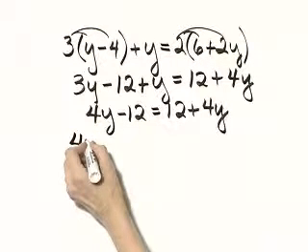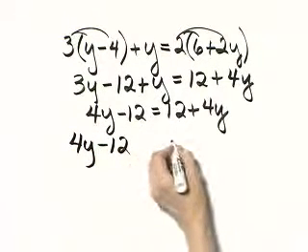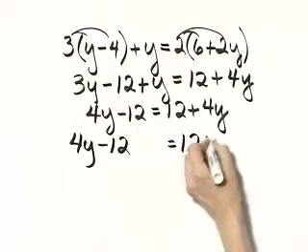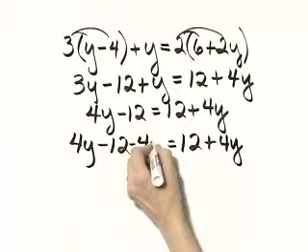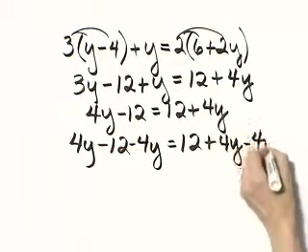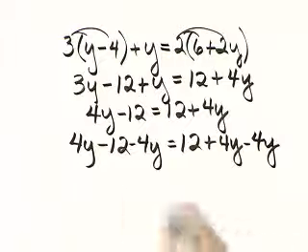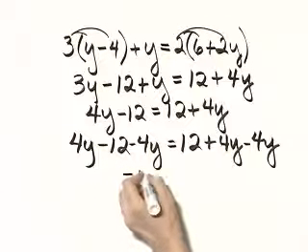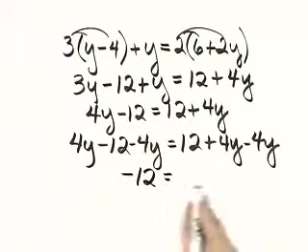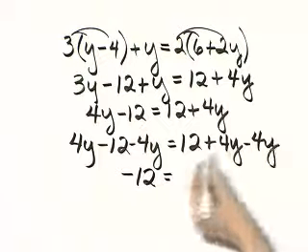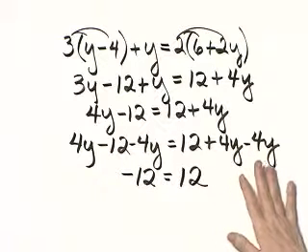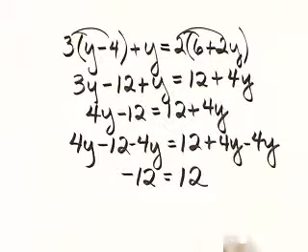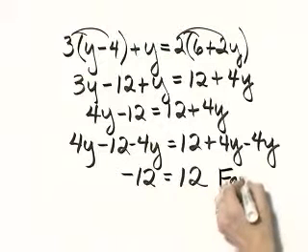So here's the left side of my equation. I'll leave a little space. Here's the right side of my equation. And now I will subtract 4y from the left side, and I must do the same thing on the right side. Now watch what happens. 4y minus 4y, that's 0y or 0, and I have negative 12 is equal to, this subtracts out also, and I have simply 12.